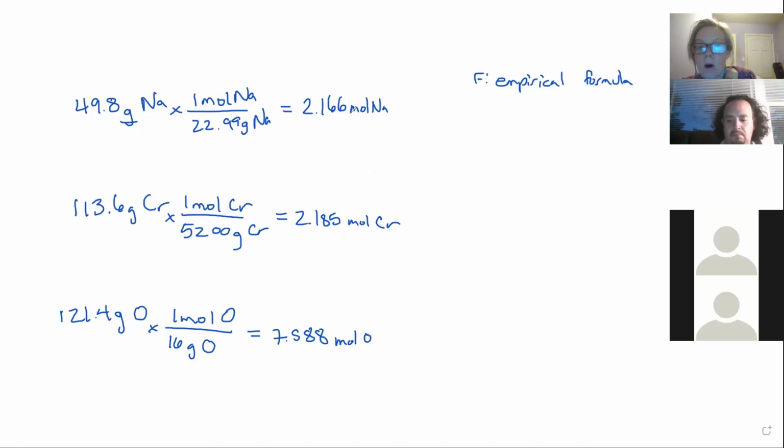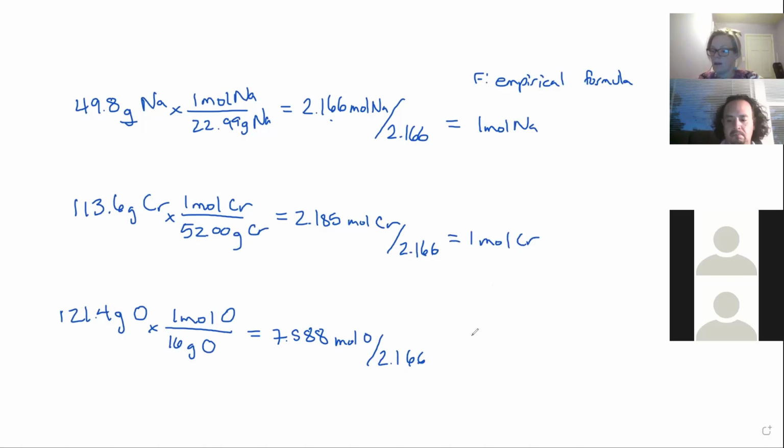Next step, divide by the smallest thing. So the smallest decimal here is this one. So I'm just going to divide this by 2.166, divide this by 2.166, divide this by 2.166. So what I get is a value of 1 mole of sodium, 1 mole of chromium, and finally, 3.5 moles of oxygen.